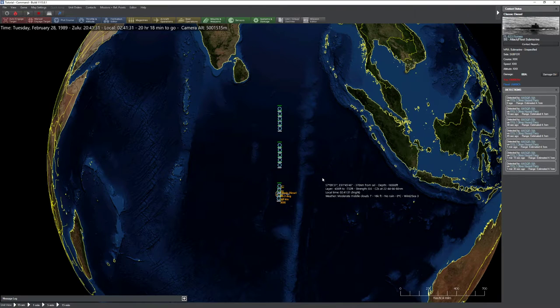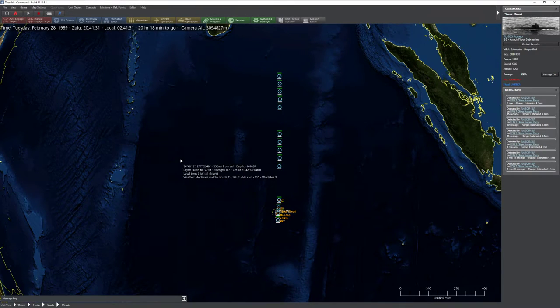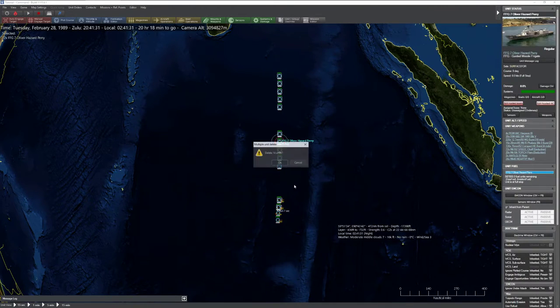You've got to know what kind of stuff you're being scanned by. Again, if you're being scanned by something you can only see down to the layer, you're safe, unless it's shallow water, in which case be very, very careful.